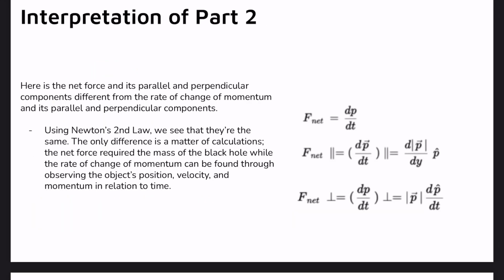So, moving on to the interpretation of part 2. Here is the net force and its parallel and perpendicular components, which are different from the rate of change of momentum and its parallel and perpendicular components. Using Newton's second law, we see that they are the same. The only difference is a matter of calculations. The net force required the mass of the black hole, while the change of momentum can be found through observing the object's position, velocity, and momentum in relation to time.